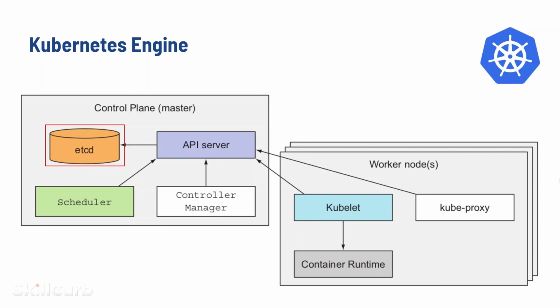The first component we'll discuss is the etcd component. It is a distributed data store that persistently stores the configuration data of the cluster. In case the cluster goes down or is deactivated temporarily, once it comes back online, the configuration will still be remembered by the Kubernetes engine.